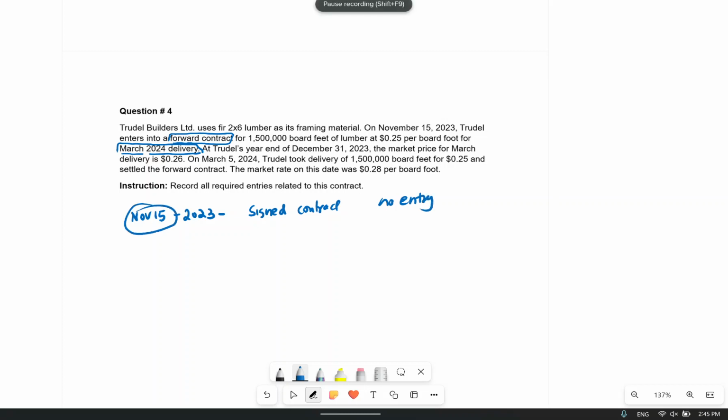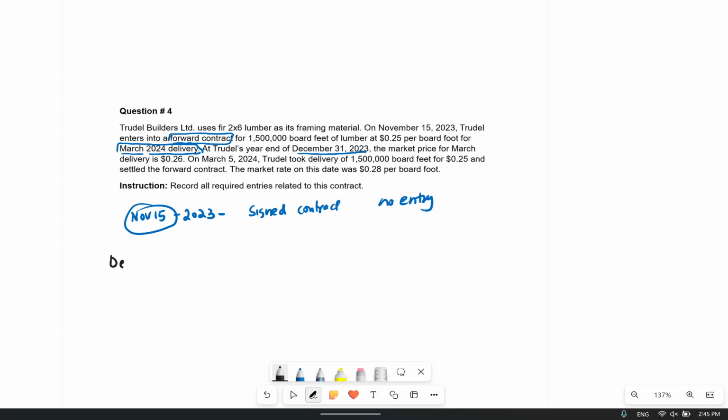November 15, no entry. Going further, the company has a year end. Derivatives have no value themselves, they derive their value from another instrument. In this case it is from a forward contract, and they are recorded at fair value. Derivatives are recorded at fair value. So we are going to go to the next.